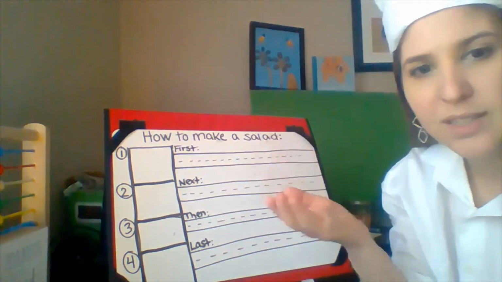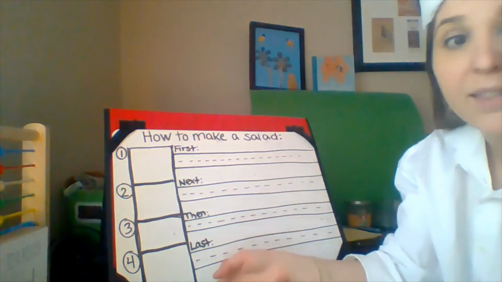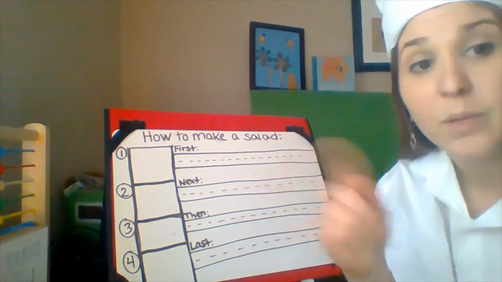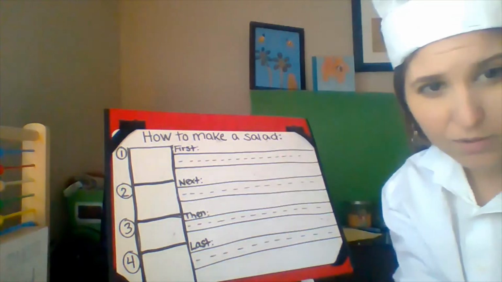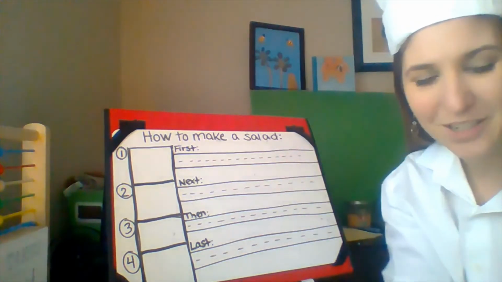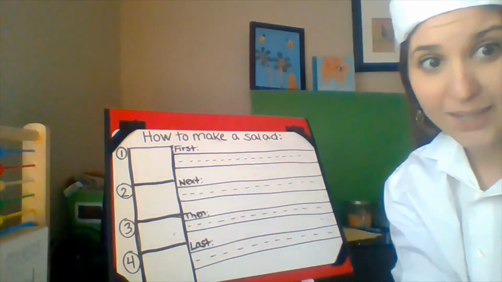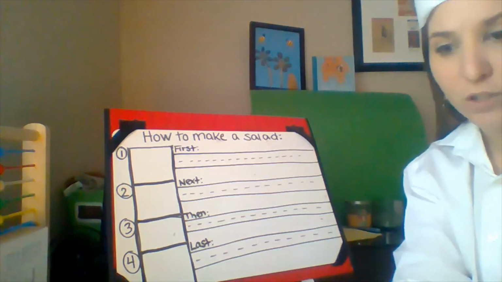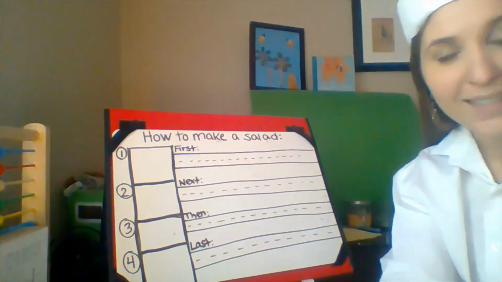Let's think about all the steps that it took to make the salad. So we think about the picture, then we draw the picture. Think about the picture, then draw the picture. That's the first part of the writing process. So we're going to think back. What did we just see me do when I made my salad?